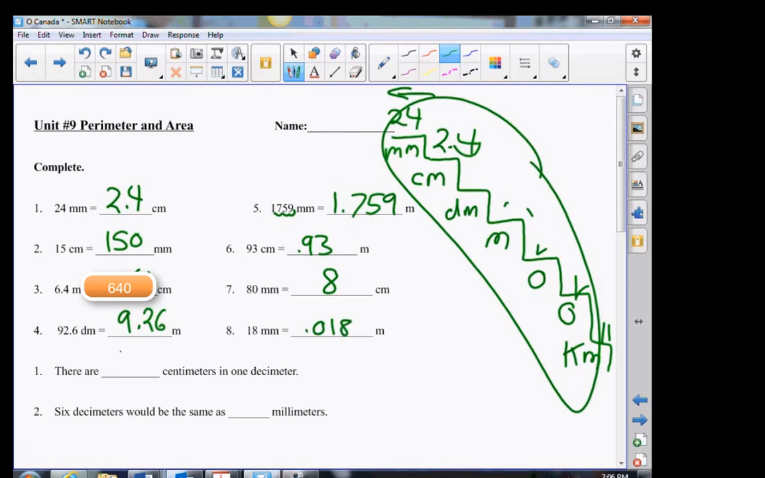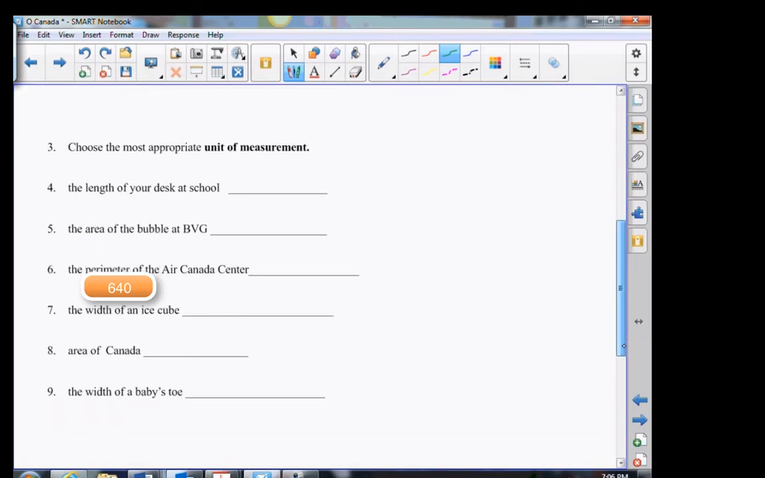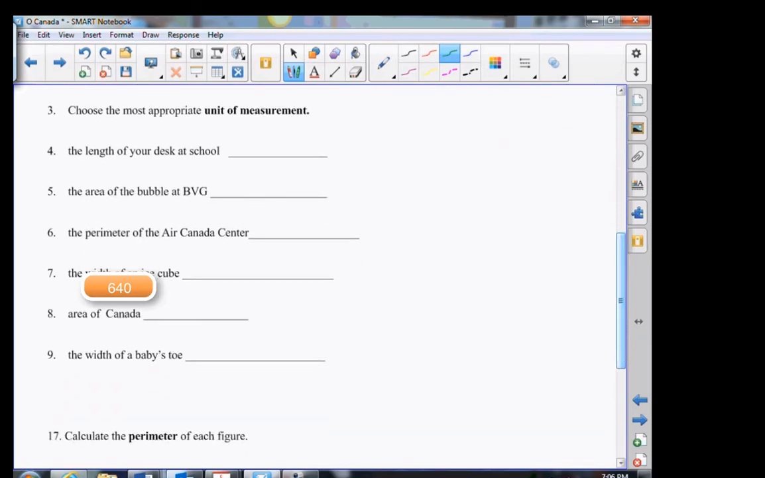18 millimeters is 0.018 meters. There are 10 centimeters in 1 decimeter, and 6 decimeters would be the same as 600 millimeters because you go up 2 steps.